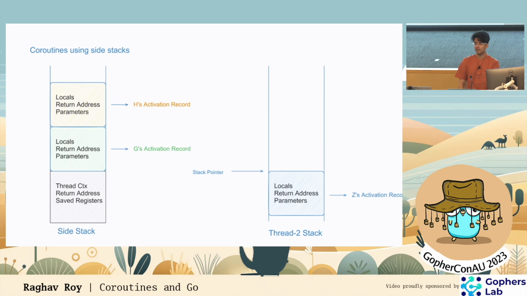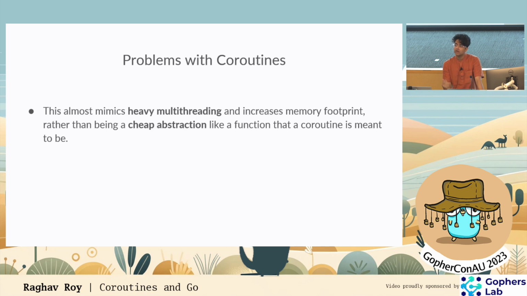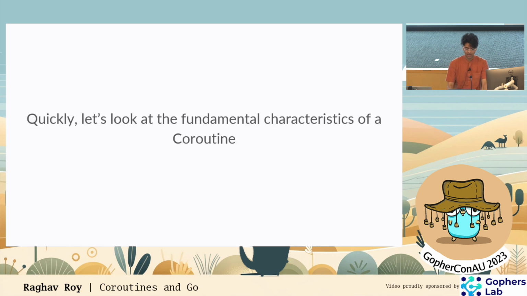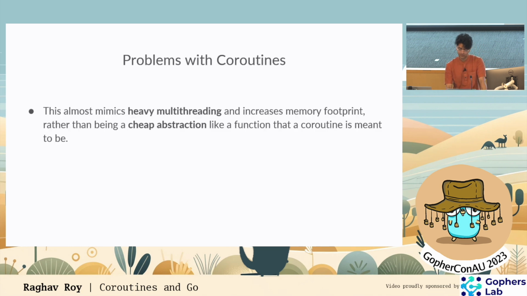Well, you would have to have another stack where that subroutine is running, and you have to move your saved registers and your stack pointer around. So do you see what's happening here? We are mimicking heavy multi-threading, which is increasing your memory footprint, instead of the cheap abstraction that a coroutine was meant to be. And well, that becomes a problem.